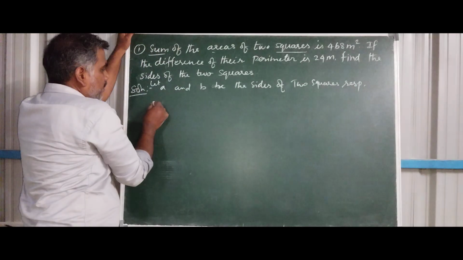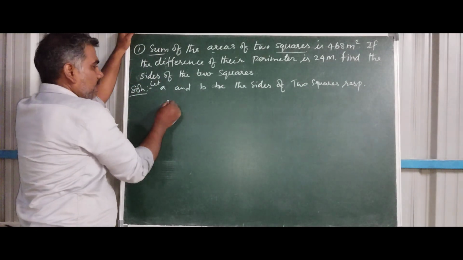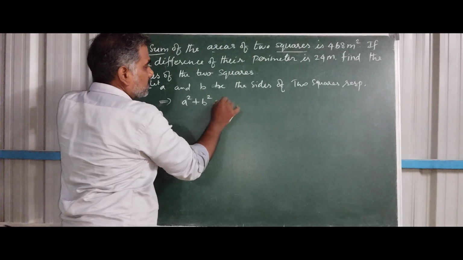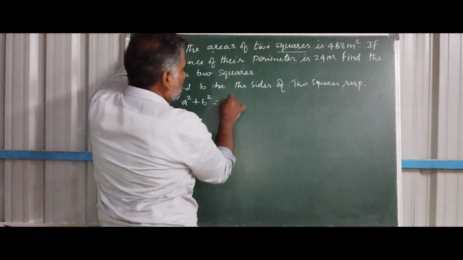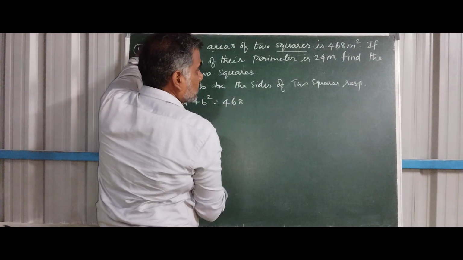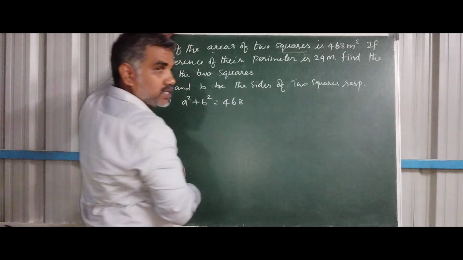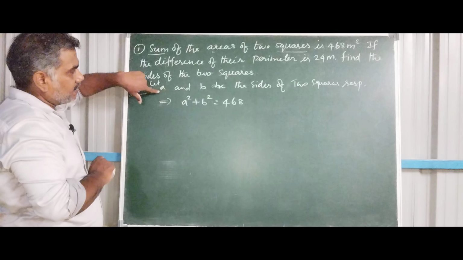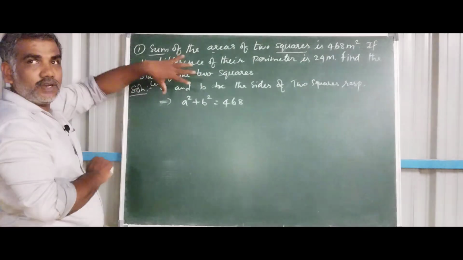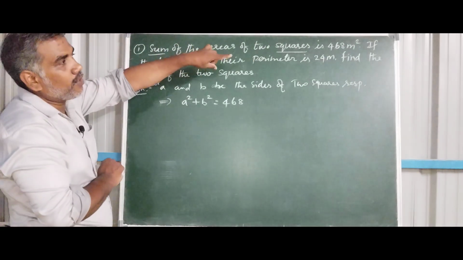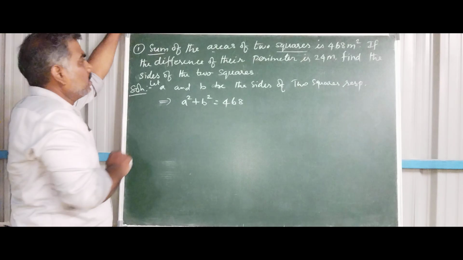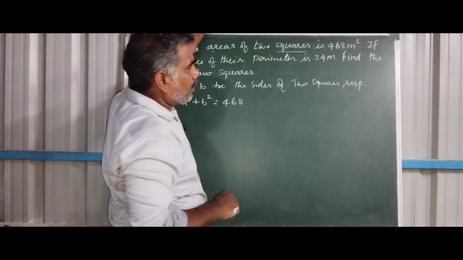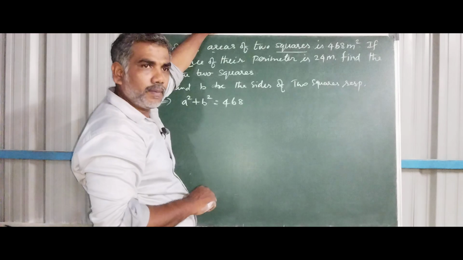So from the first condition, I can derive A square plus B square is equal to 468 meter square. Because the area of the first square is A square, the area of the second square is B square. When you are adding it, I am getting 468 meter square. Good. And the difference of the perimeter is 24 meter.